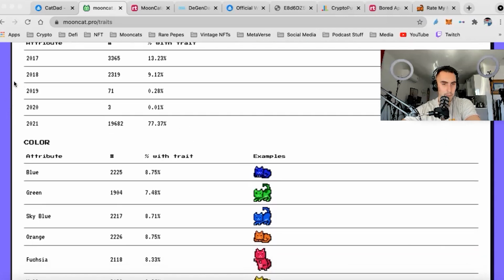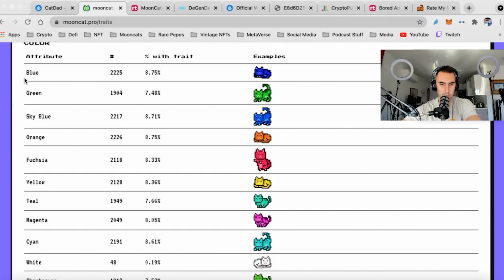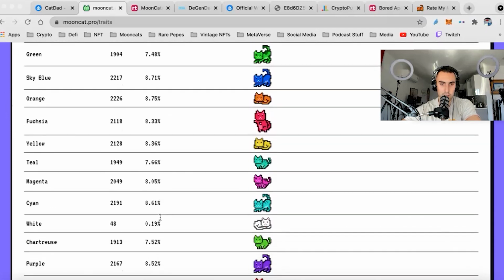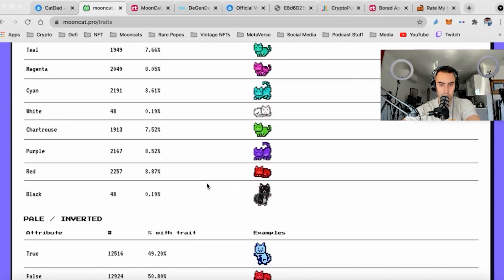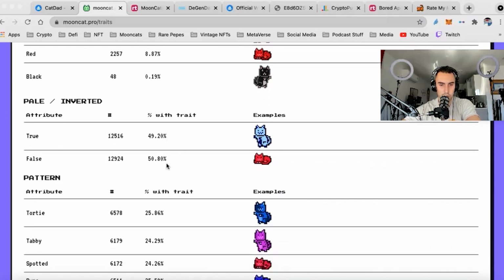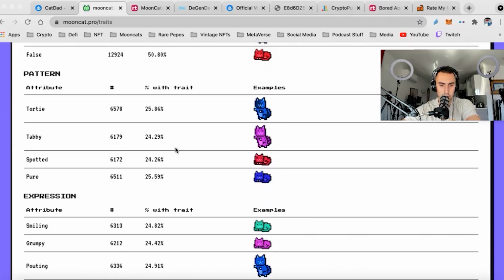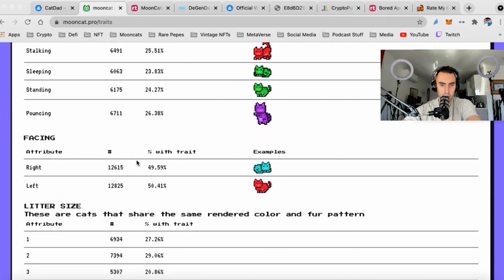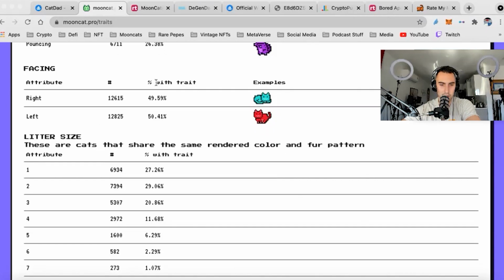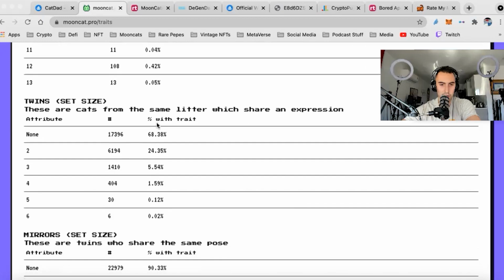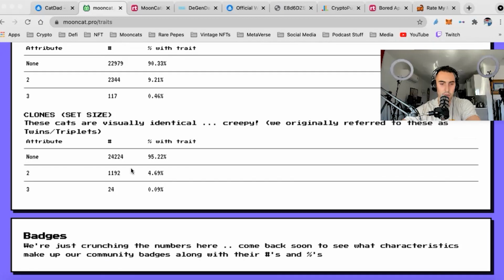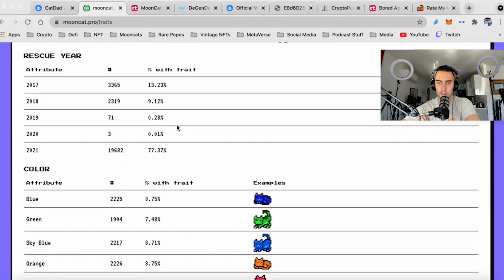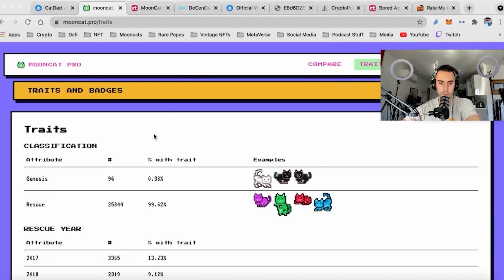So we can see then you have the color distribution, right? Colors, there's a handful of them, but they're all fairly distributed equally, except for obviously the Genesis cats. Are they inverted? Again, pretty close. As you look, there are all these different expressions, poses, facing, the litter size. They're all pretty close in comparison until you get down to litter size and twins and mirrors and clones, which have a little bit more of a disparity. And I'll cover that in another video. Just click above and you can read it.